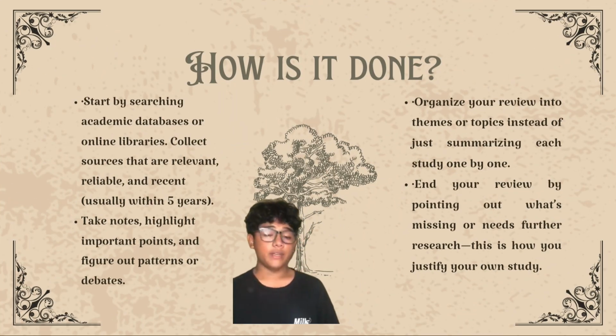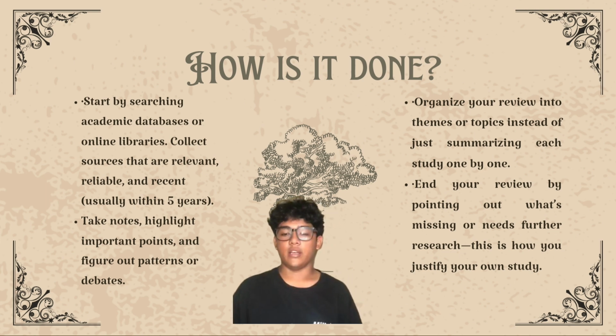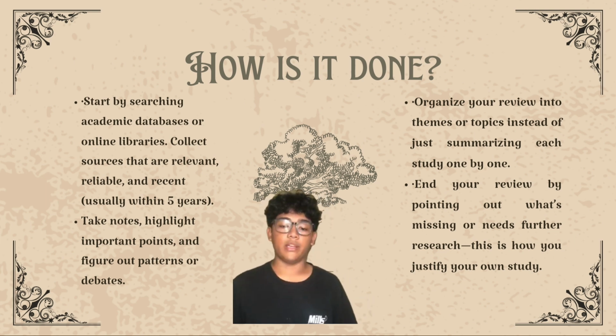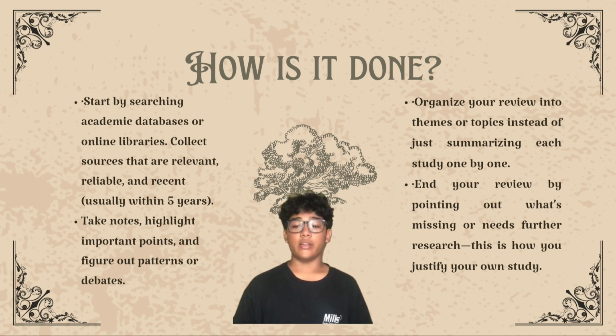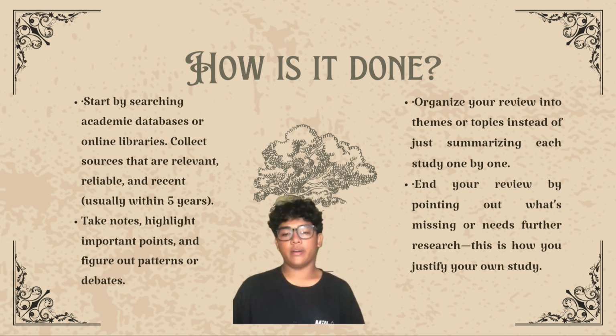So how is it done? First, start by searching academic databases or online libraries, collecting sources that are relevant, reliable, and recent, usually within 5 years. Next, take notes, highlight important points, and figure out patterns or debates. Second, organize your review into themes or topics instead of just summarizing each study one by one. And lastly, end your review by pointing out what's missing or needs further research. This is how you justify your own study.